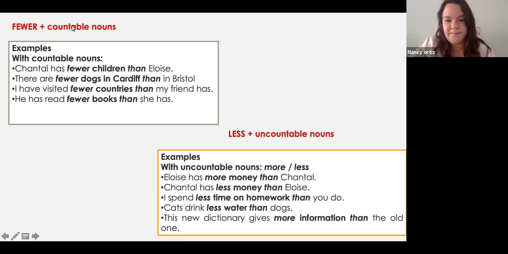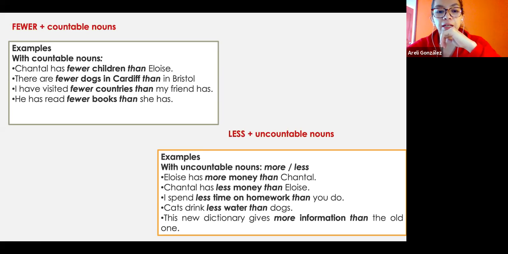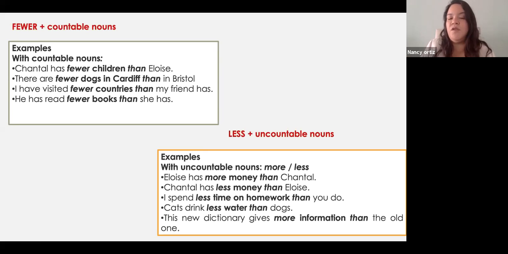Areli. Cats drink less water than dogs. Okay. And final one, this new dictionary gives more information than the old one. Okay, less and more. The difference is very clear. Okay, so these are just a few grammar points for you.